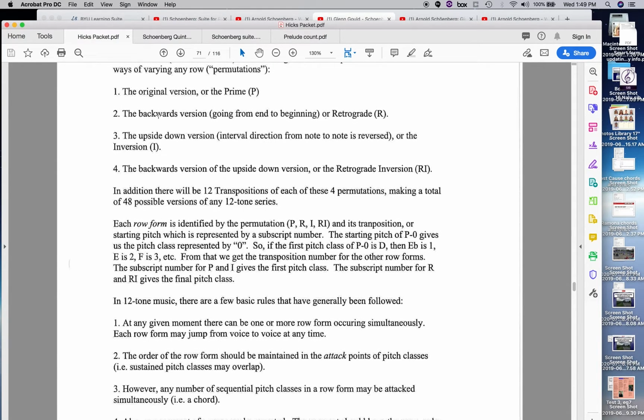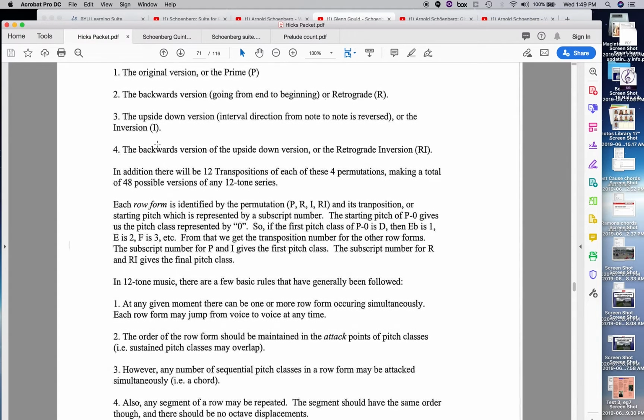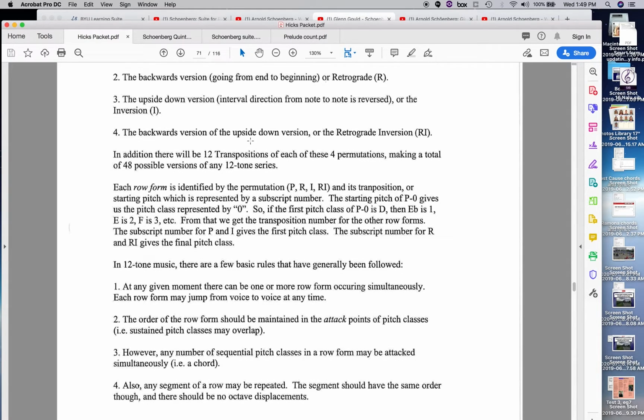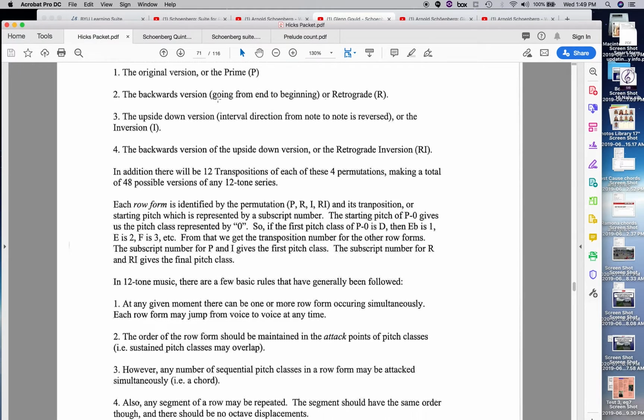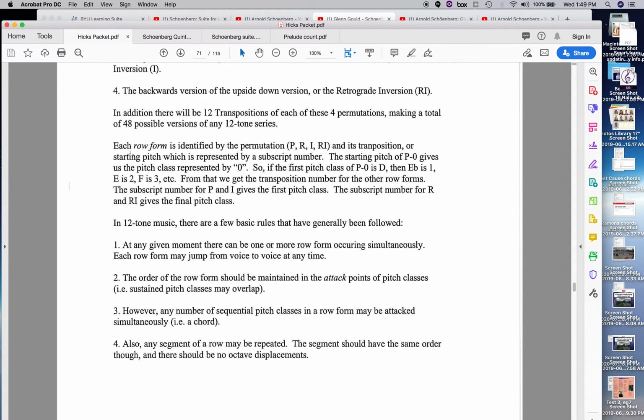The backwards version, going from end to beginning, the retrograde. The upside down version, the inversion, where the interval direction from note to note is reversed, and the backwards version of the upside down version, the retrograde inversion. Now, I mentioned to you that we identify, well, here, we'll talk about this.